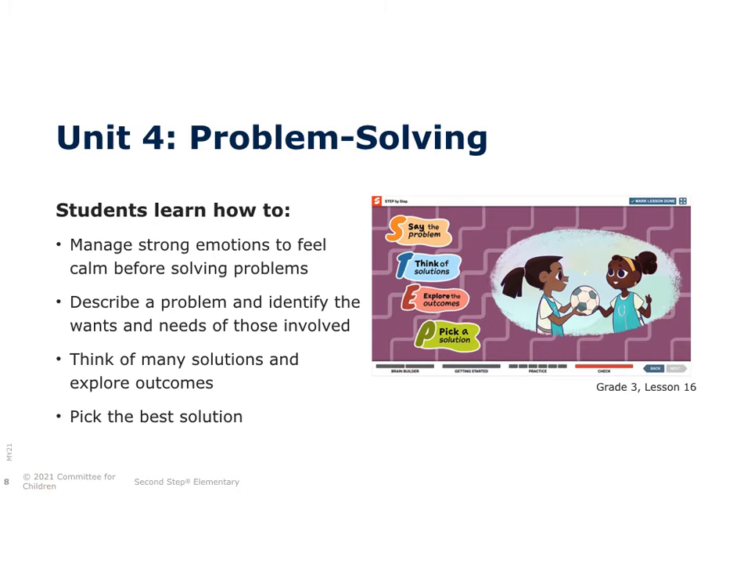Based on research on effective patterns of thinking, students are taught how to help themselves feel calm before following the STEP problem-solving process. STEP stands for say the problem, think of solutions, explore the outcomes, and pick a solution. These steps lead students through constructive thought processes to help them manage problems, weigh outcomes, and consider all parties in interpersonal conflicts.